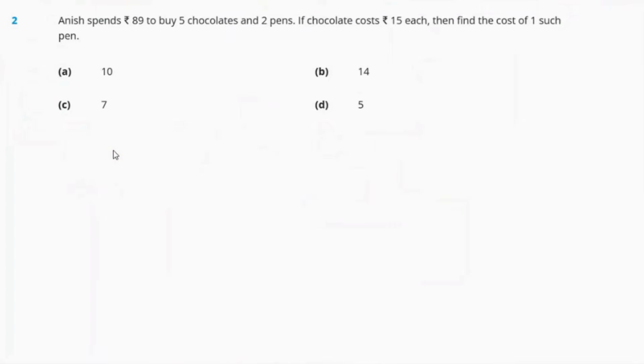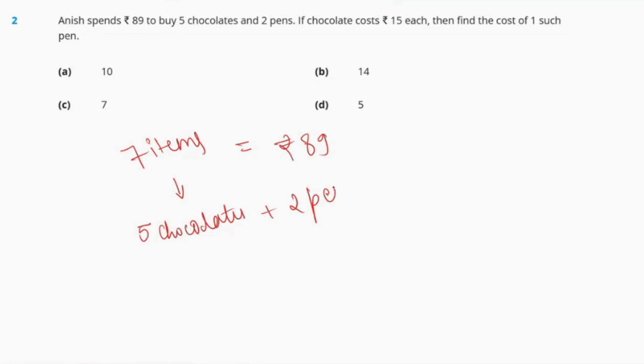Question number 2 says, Anish spends rupees 89 to buy 5 chocolates and 2 pens. Okay, now if chocolate cost is rupees 15 each, then find the cost of one such pen. Okay, now how much money did Anish spend in total? That is rupees 89, right? And this money he has spent on 7 items, right? Now, what do these 7 items consist of? These 7 items consist of 5 chocolates and 2 pens, right? So we can say that the total of these two is rupees 89.